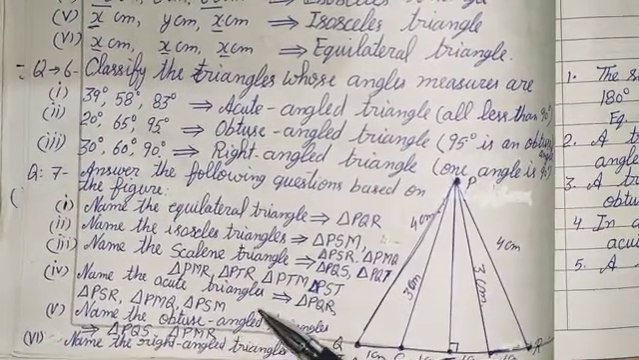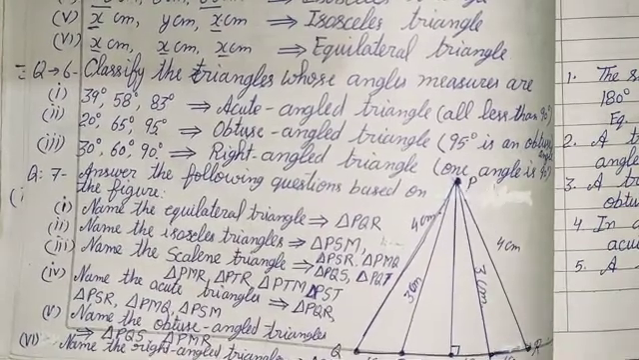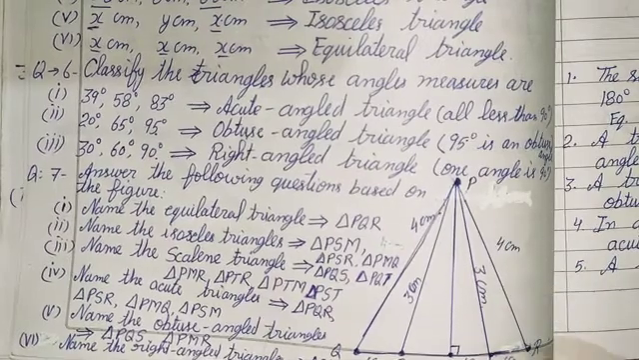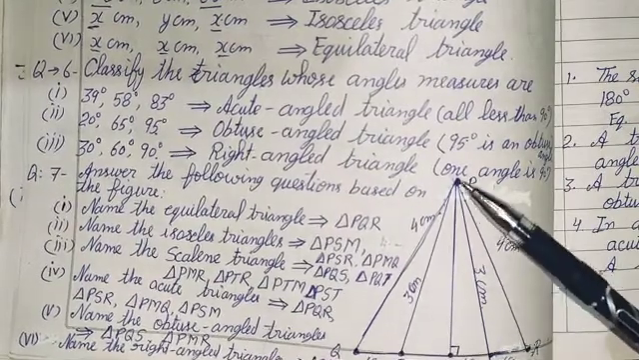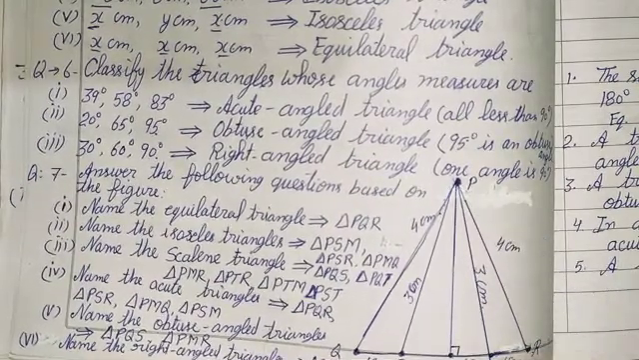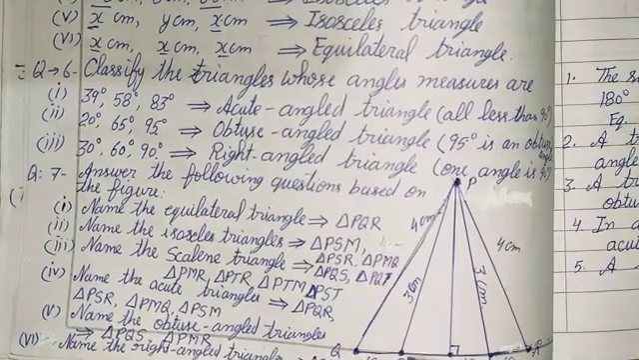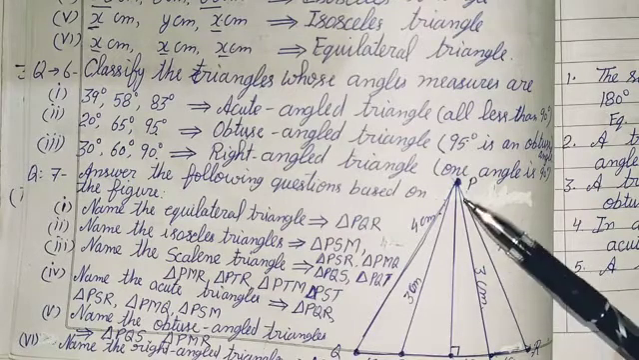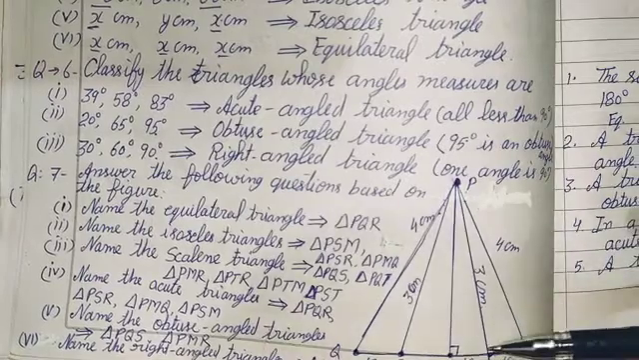Name the acute triangles. Acute triangles will be triangle PQR, triangle PSR, triangle PMQ, and triangle PSM. Name the obtuse angle triangle. The obtuse angle triangles will be PQS and triangle PMR, because you can clearly see that this angle is greater than 90.